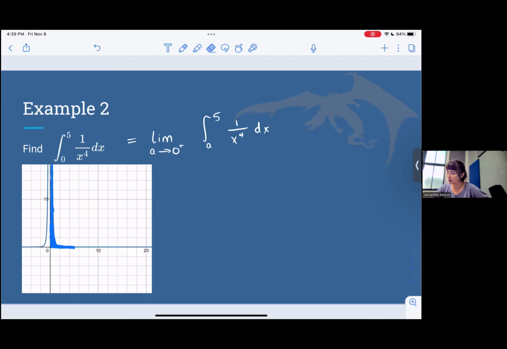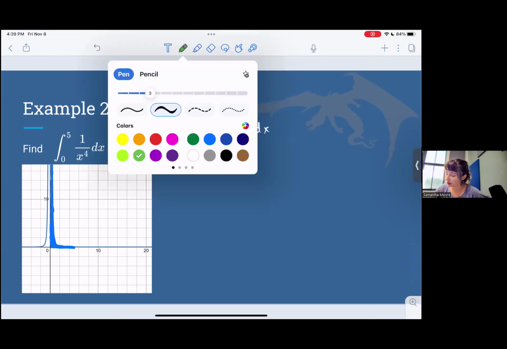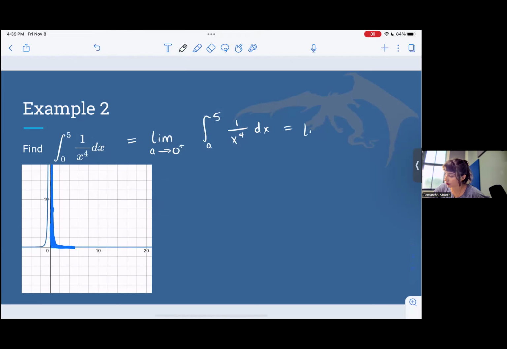So that's what we're trying to do. All right, so again, same process, I'm going to just hold on to my limit for a second and not think about it too much and deal with my integral first.